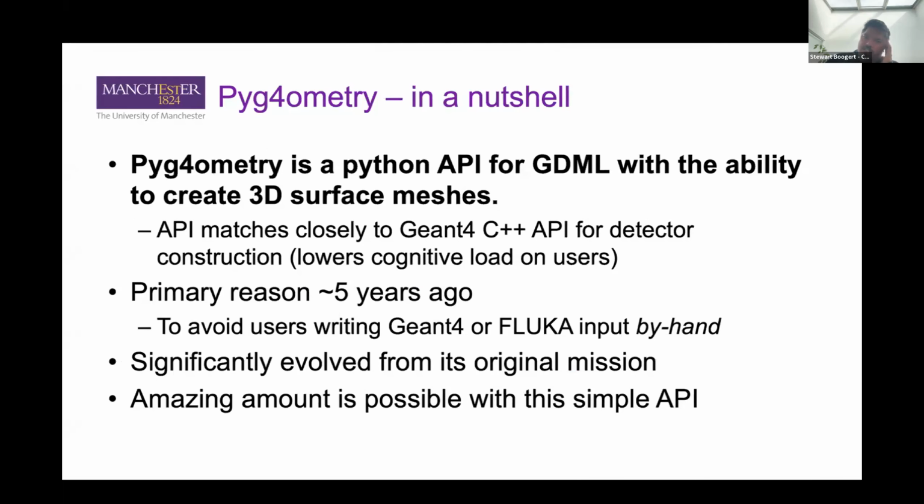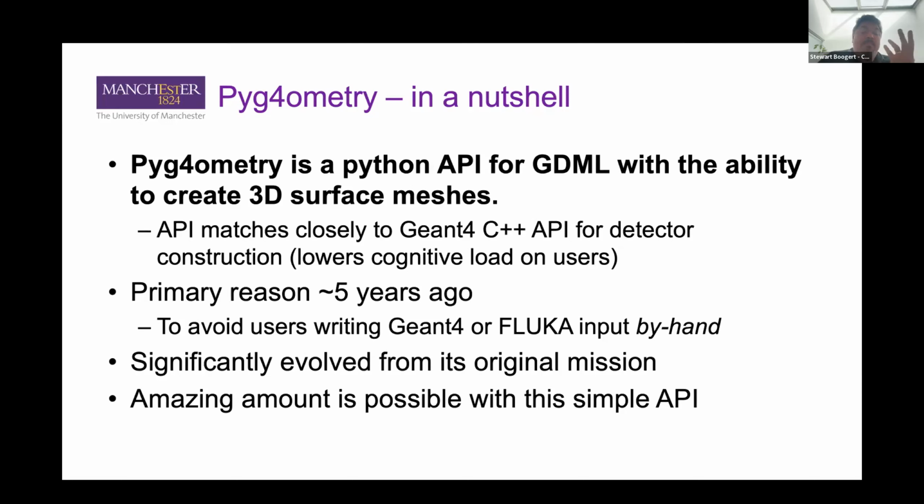What is Pyg4ometry in a nutshell? It's basically a Python API for GDML. Now, GDML is a markup language for geometry, which people can use, but I think of it as an API for geometry in general, with the ability to create 3D surface meshes. So it seems like a pretty simple thing. It's something that's quite convenient, but it allows you to do quite a lot. And hopefully via this presentation, I'll be able to show you what that is.